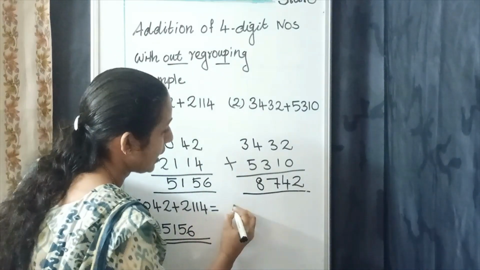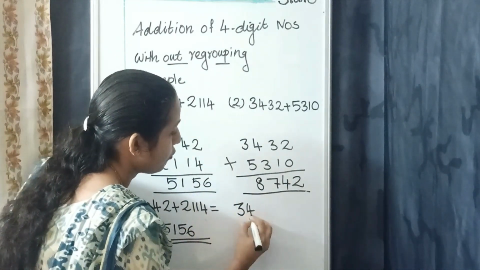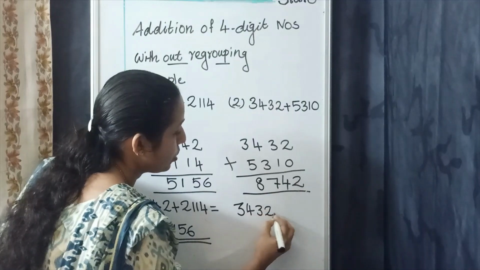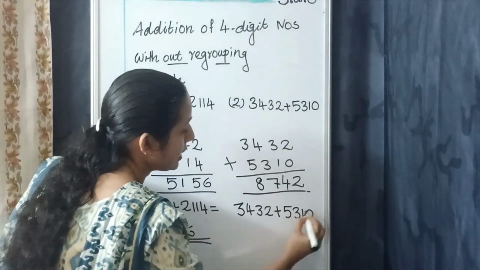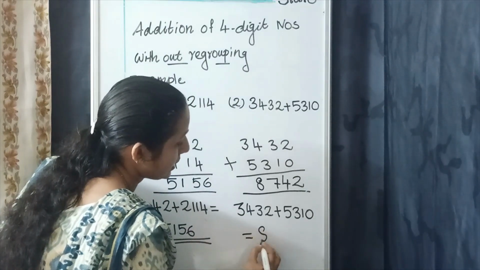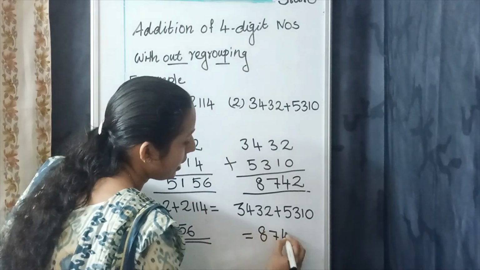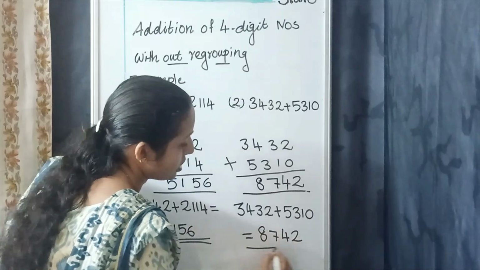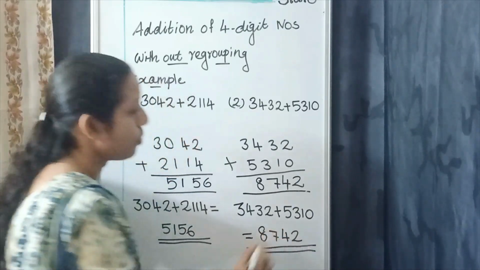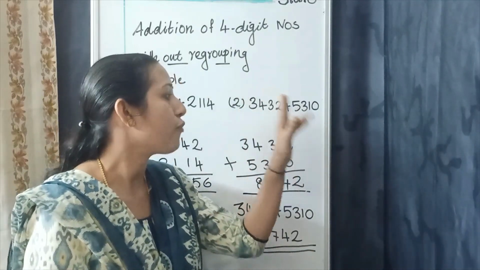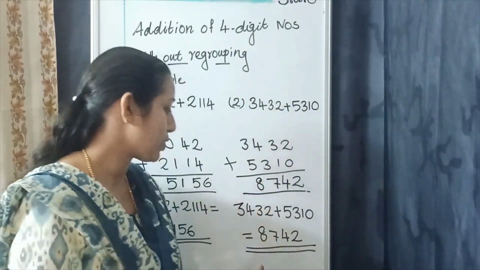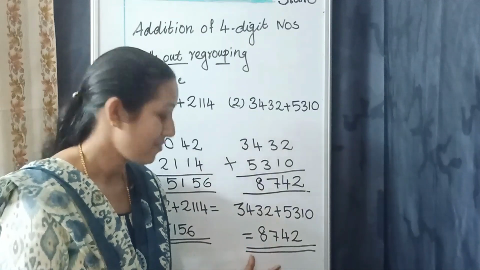So we can write 3432 plus 5310 is equal to 8742. This is the answer. The sum of 3432 and 5310 is called the what? It is 8742.